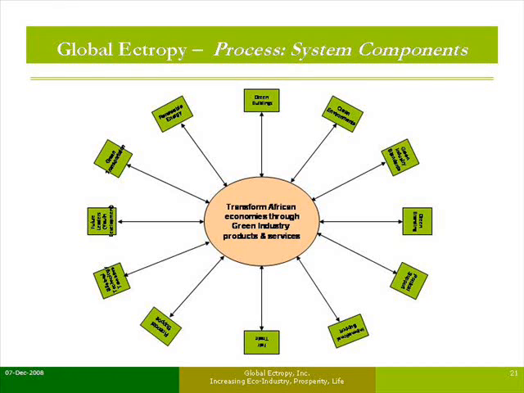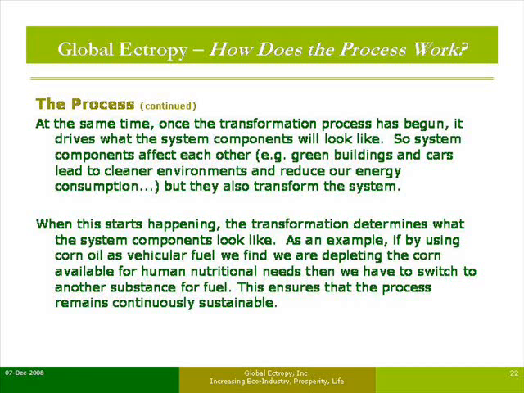As an example, political support ensures that government regulations are focused on creating a favorable environment for green industry, which then allows all other system components to develop. At the same time, once the transformation process has begun, it drives what the system components will look like. So system components affect each other, such as when green buildings and cars lead to cleaner environments that reduce our energy consumption, as mentioned before, but they also transform the system.